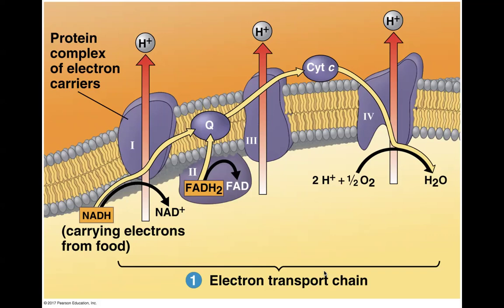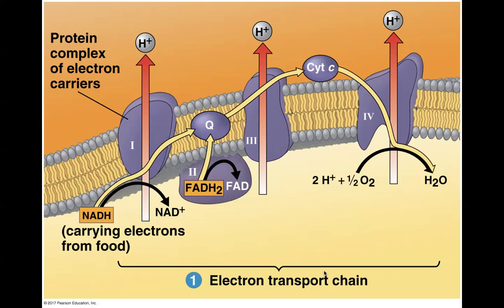Notice that complex 3 is not taking in any new electrons. It's simply taking those electrons from complex 1 and 2 and allowing them to pass through. Once again, the energy from those electrons is going to be used to drive the proton pump. So protons are going to be pumped from the matrix into the intermembrane space. Remember, this is active transport, so you should be keeping in mind that there's a low concentration of protons in the matrix, and we are building a high concentration of protons in the intermembrane space.